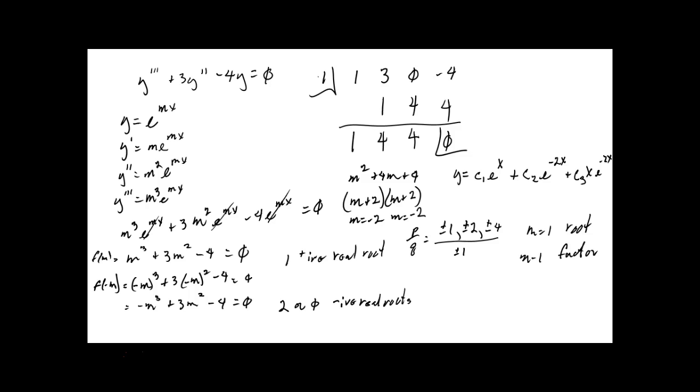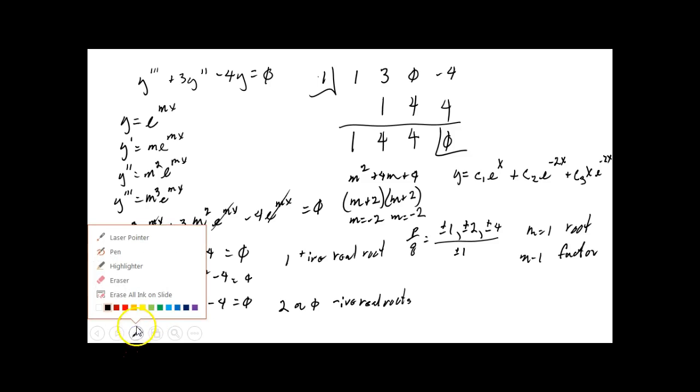Let me turn back to page 138, and let's see what they got. Y is equal to C1 e to the x plus C2 e to the minus 2x plus C3 x e to the minus 2x. Perfect. Way to go. All right. Let's do example 4, which is the fourth order linear differential equation.